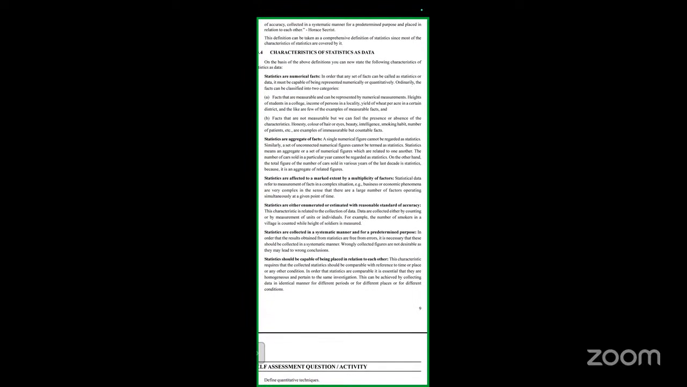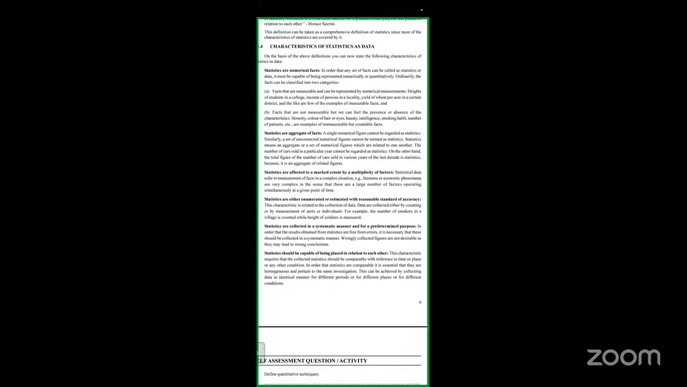Now we'll go to the characteristics of statistics. Statistics are numerical facts. What is meant by numerical facts? In order that a set of facts can be called statistics or data, it must be capable of being represented numerically or quantitatively. So statistics are the facts.